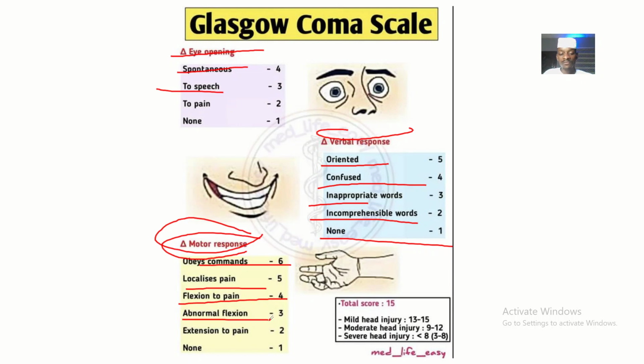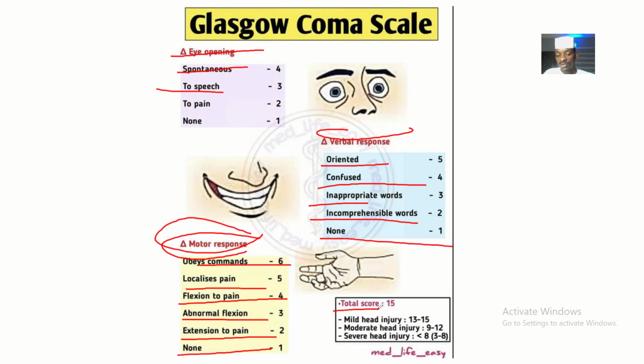If there's abnormal flexion, like tremors or abnormal twitching of the muscles, you score them 3. If there's extension due to pain, instead of flexion, you score them 2. And if there's no response to tapping using the patella hammer, you score them 1.